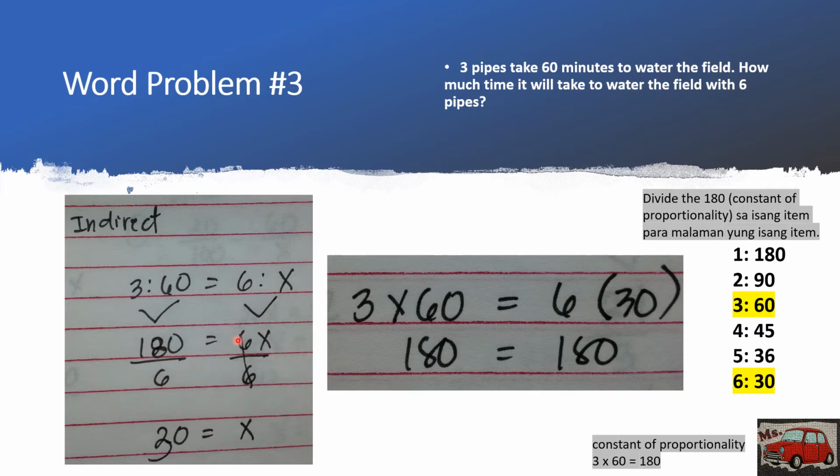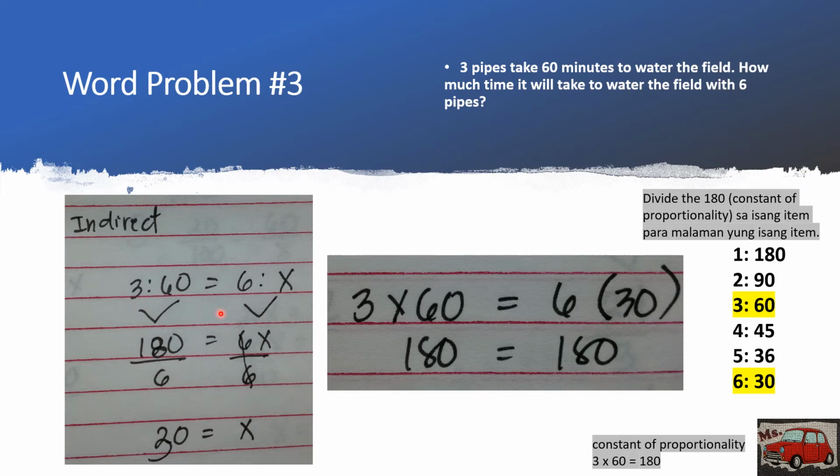And we need to cancel 6 by dividing by itself. So, we have now x here in this side. And then 180 divided also by 6. So, we have 30. So, the equivalent of x here or the number of minutes is 30 minutes. So, kung gagamit tayo ng 6 pipes para mag-water o magdilig ng field, it takes 30 minutes. And kung 3 pipes lang, it takes 60 minutes.